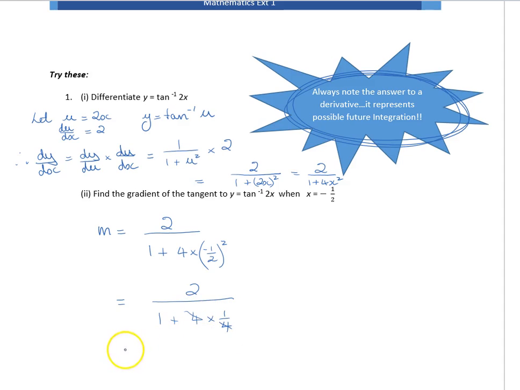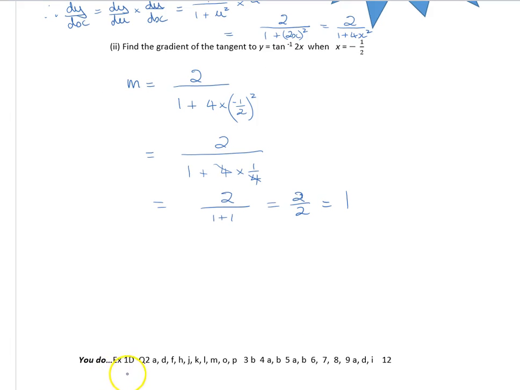So we've got 2 over 1 plus 1, which is 2 on 2, which is 1. So the gradient of the tangent at x equals minus a half would be 1. And I'll stop the video there and you can get started on some of these easier questions in exercise 1.